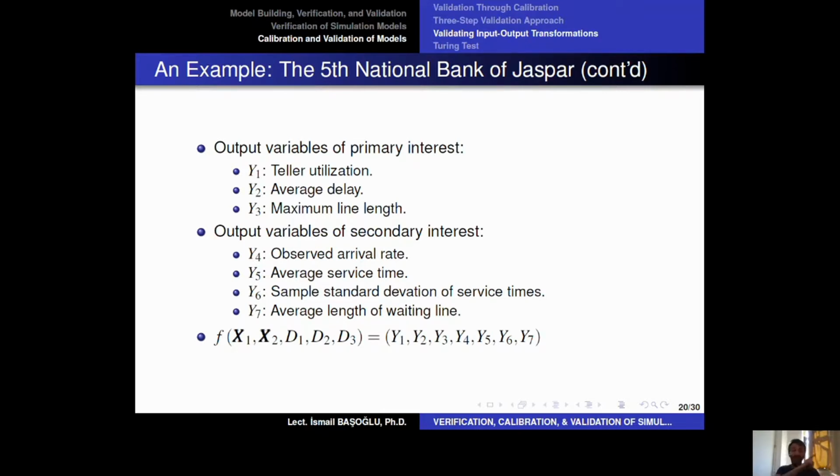So we are going to check if the real system has the same type of output variables as the variables from Y4 to Y7. But the main performance metrics are Y1 to Y3. So basically, we have a black box algorithm, which is our simulation model, which converts these uncontrollable input variables x1 and x2, which are the inter-arrival times and the service times, and controllable decision variables d1, d2, and d3.